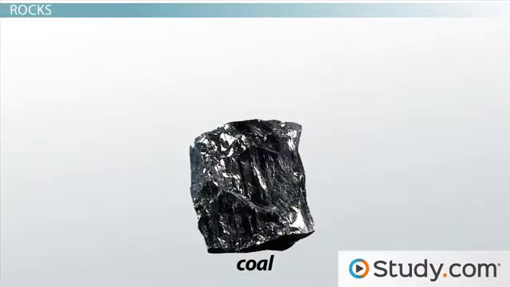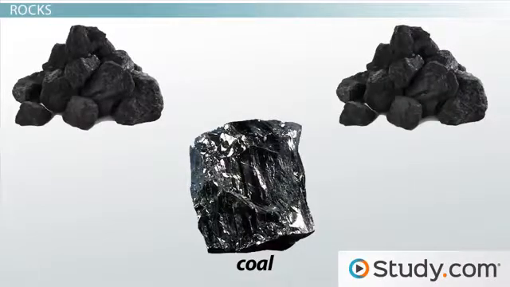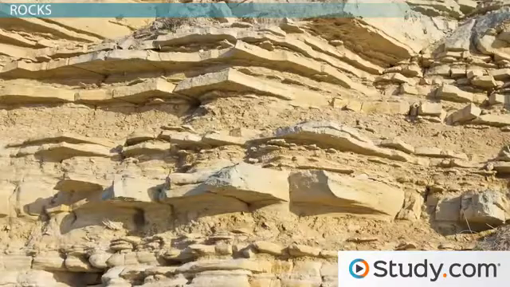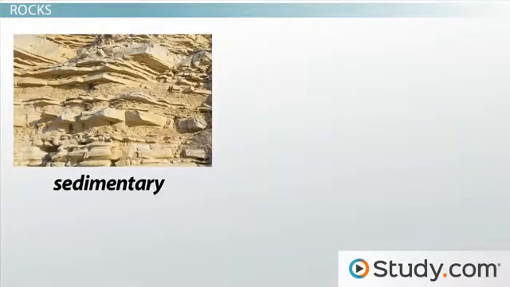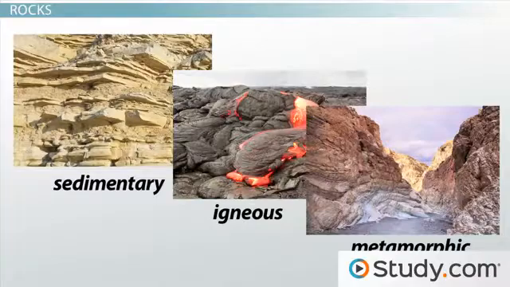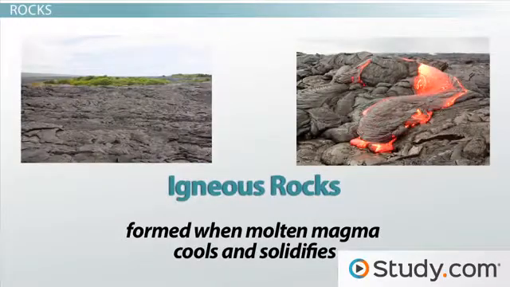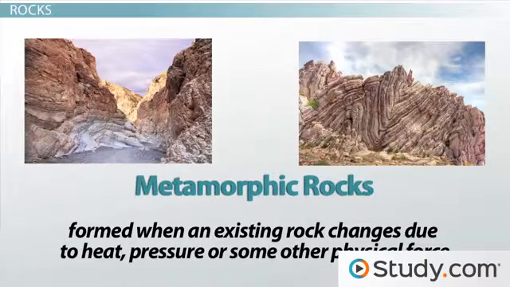Coal is an example of a rock that isn't comprised of any minerals, but instead is made of decomposed organic matter. Rocks are often classified by how they are formed. The three types of rocks are sedimentary, igneous, and metamorphic. Sedimentary rocks are formed by the accumulation of sediment that is deposited over time. Igneous rocks are formed when molten magma cools and solidifies. Metamorphic rocks are formed when an existing rock changes due to heat, pressure, or some other physical force.